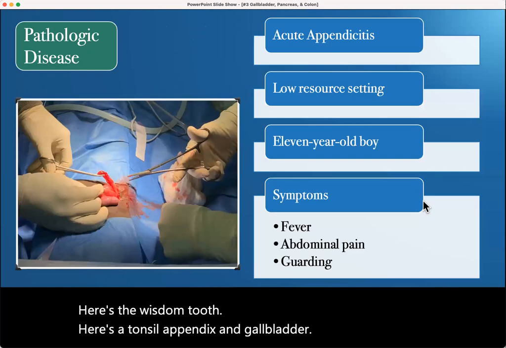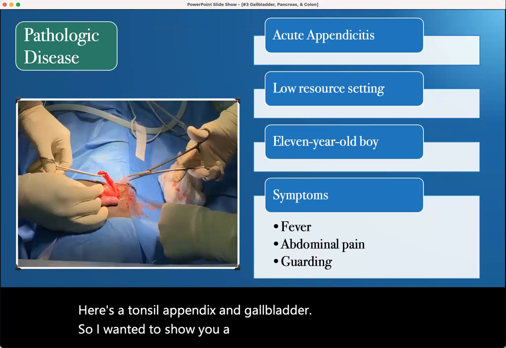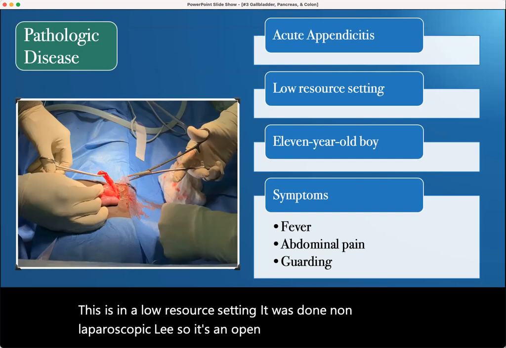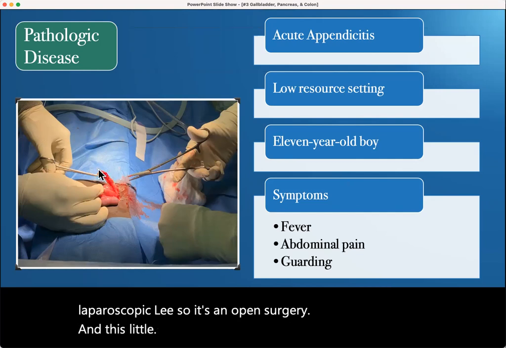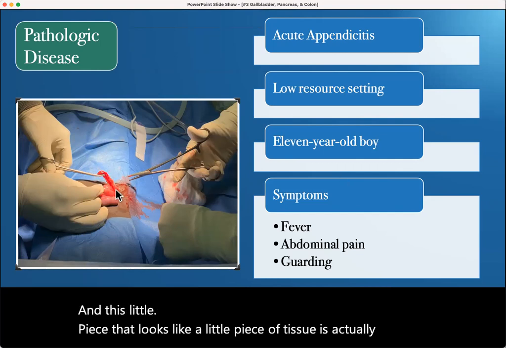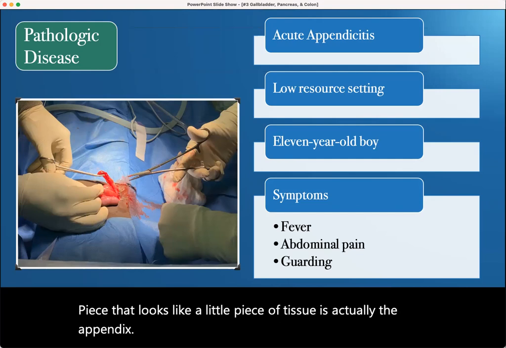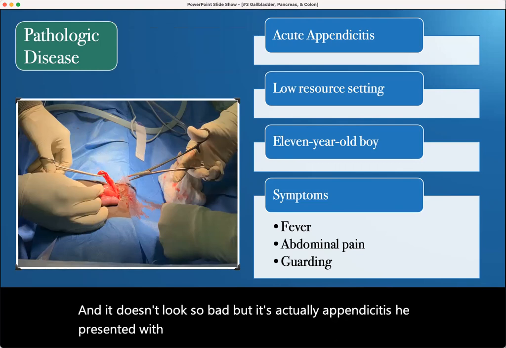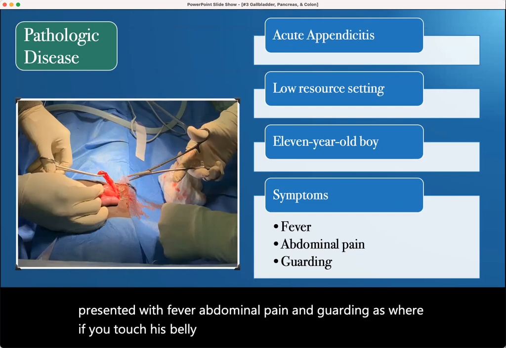So I wanted to show you a picture of an appendix. This is in a low resource setting. It was done non-laparoscopically, so it's an open surgery. And this little piece that looks like a little piece of tissue is actually the appendix. And it doesn't look so bad, but it's actually appendicitis. He presented with fever, abdominal pain, and guarding, where if you touch his belly, it's very, very tender.